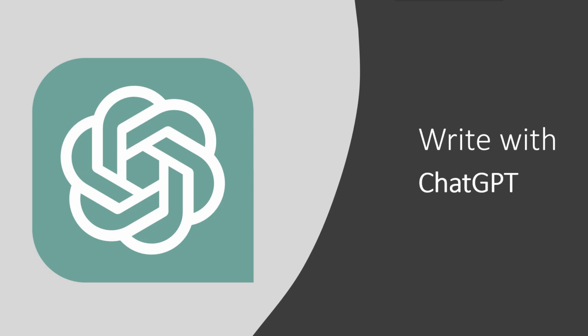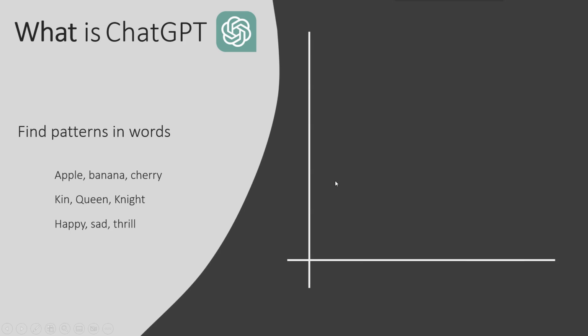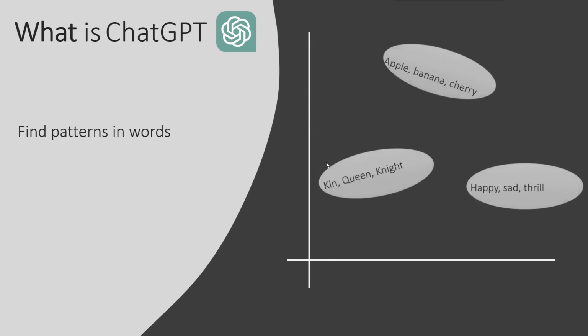First thing first, what is ChatGPT? It is a machine learning tool to deal with natural language, for example, English. It will find patterns in words. For example, we have apple, banana, cherry. We have king, queen, knight. And we have happy, sad, and thrill. Given an XY plane, it's not that difficult for us to move those words into the correct bubble. For a computer, this task is also very easy.